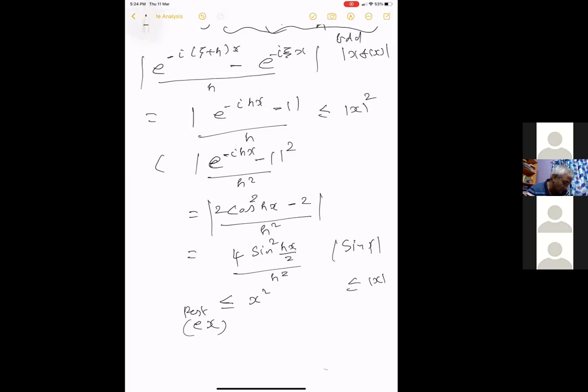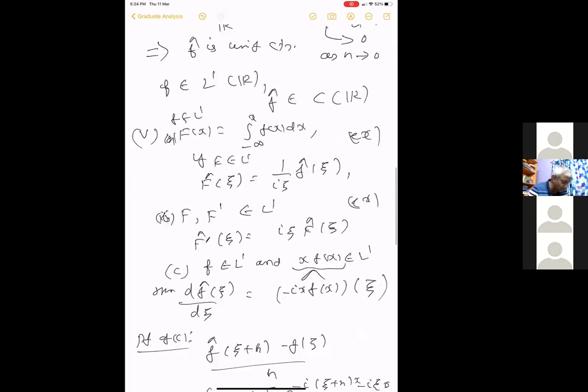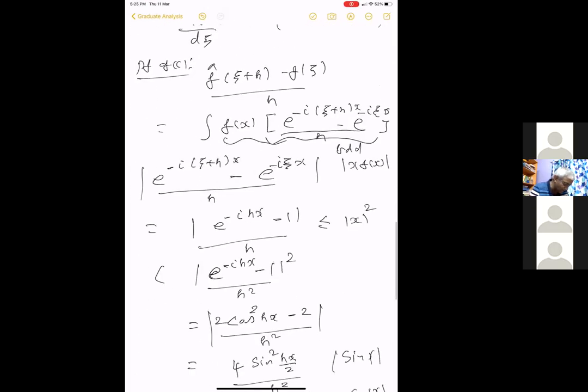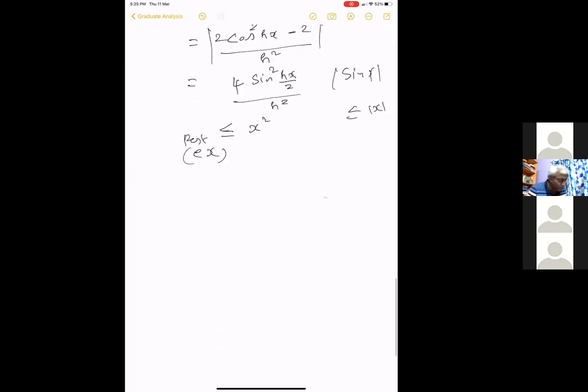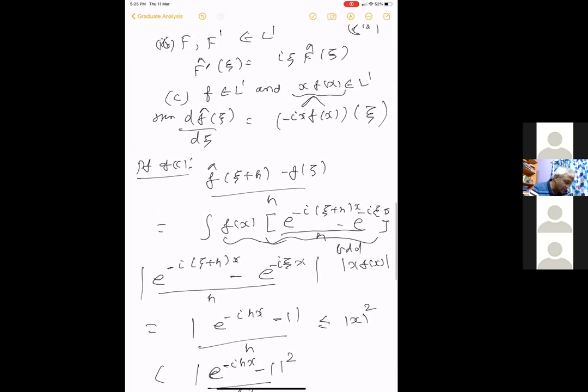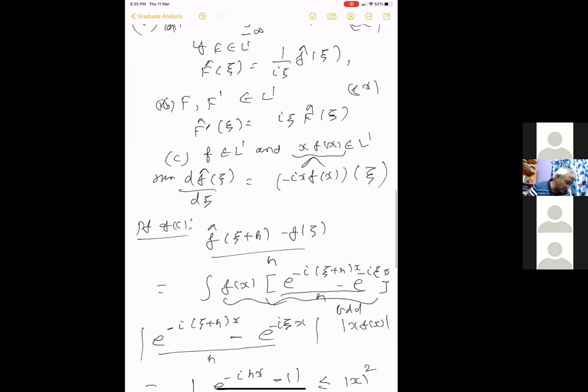Sin square or sin x? Sin square. Okay, whatever, you should know better. Finally, we should get the answer. You should differentiate. This is an easy exercise in calculus. I don't want to spend time on this, but it should be clear. So that is about differentiation.